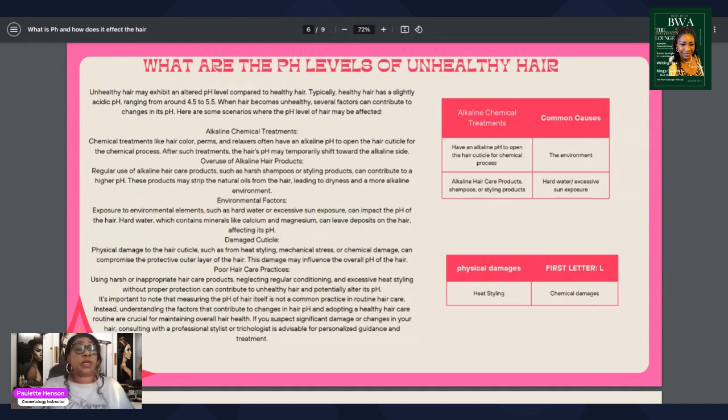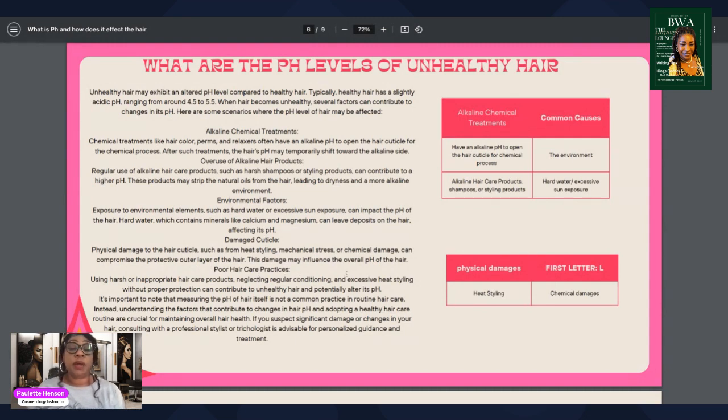Environmental factors. Exposure to environmental elements such as hard water or excessive sun exposure can impact the pH of the hair. Hard water, which contains minerals like calcium and magnesium, can leave deposits on the hair, affecting its pH. Damaged cuticle. Physical damage to the hair cuticle, such as from heat styling, mechanical stress, or chemical damage, can compromise the protective outer layer of the hair.